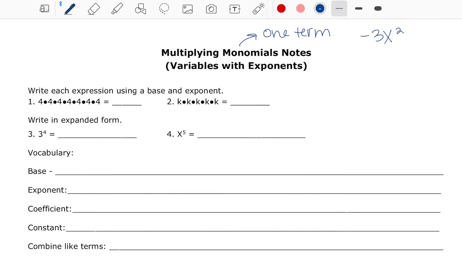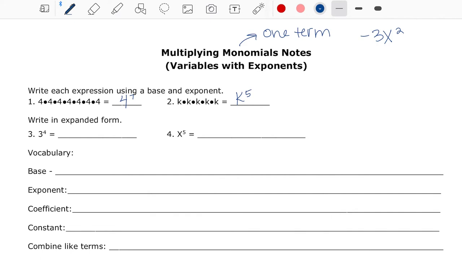For 1 and 2, we're given these expressions in expanded form, and we can rewrite it using the base and the exponent to represent how many times the number was being multiplied by itself. So 1 would become 4 to the 7th. Number 2 would become k to the power of 5.